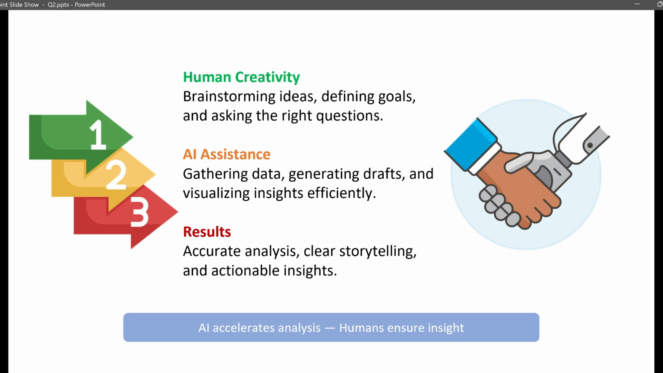AI is incredibly good at speed and scale. It can search, summarize, and visualize data far faster than we can. But it doesn't truly understand why something matters. That's where human insight comes in. Humans bring creativity, context, and critical thinking. We ask the right questions, define the goals, and decide which patterns are actually meaningful.